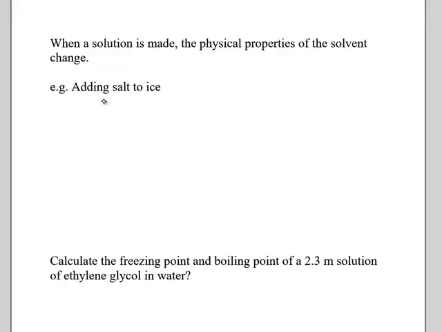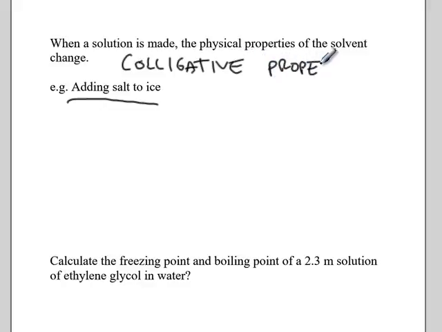We can also talk about the physical properties of a solution compared to the physical properties of the pure solvent. For example, in the wintertime, we put salt on the roads in order to make the ice melt. This is an example of a colligative property. The presence of the solute salt changes both the freezing point and the boiling point of the solvent water.